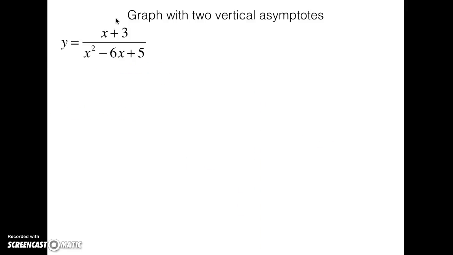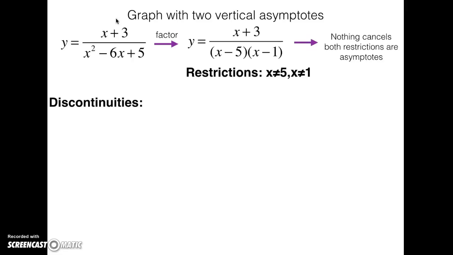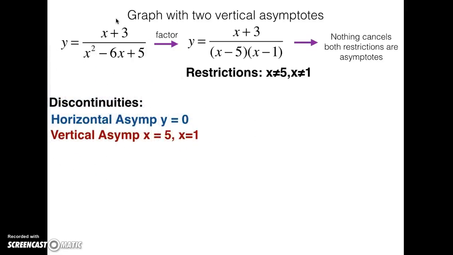The next example we have is a graph with two vertical asymptotes. So we have x plus 3 over x squared minus 6x plus 5. Factor in order to identify the restrictions at x equals 5 and x equals 1. Nothing cancels out, so that means both of these restrictions are asymptotes. Our discontinuities, we have the horizontal asymptote at y equals 0 because we have an x on the top and an x squared on the bottom. Vertical asymptotes at x equals 5 and x equals 1.